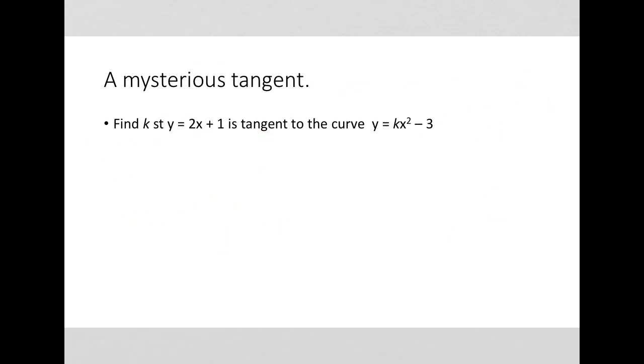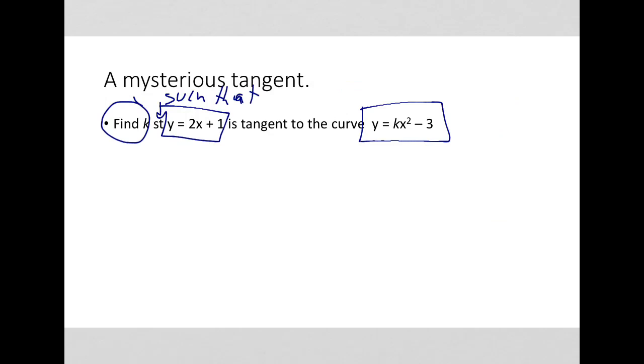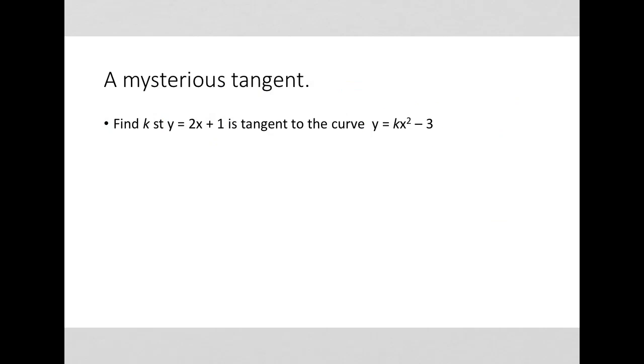So now we have this. We are saying find the value of k such that y equals 2x plus 1 is tangent to the curve y equals kx squared minus 3. "St" means "such that." So we have some unknown k value in the equation of our function. We're given the equation of a tangent line, y equals 2x plus 1, and we want to make sure that it is tangent to this curve.